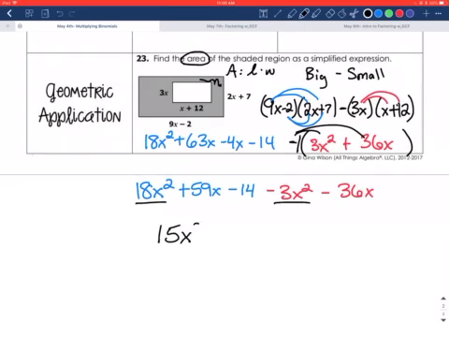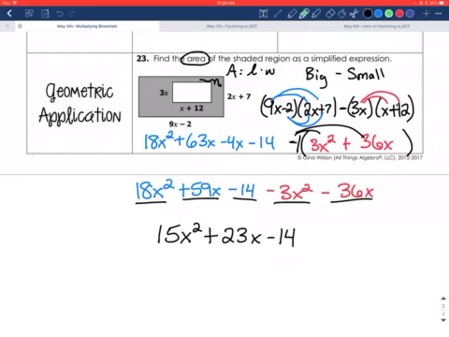That will be 15x squared. We'll combine the 59 and the negative 36. That will be plus 23x. And then we have the 14. So again, when it comes down to that, not a difficult problem, but just a lot of steps.